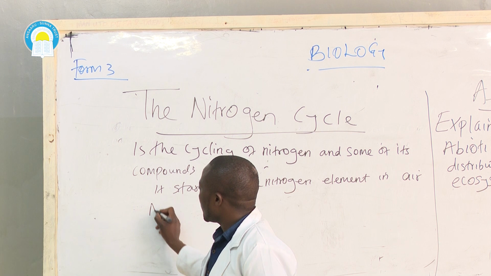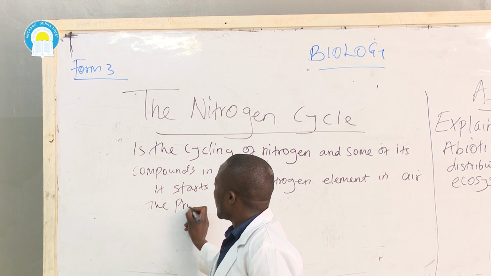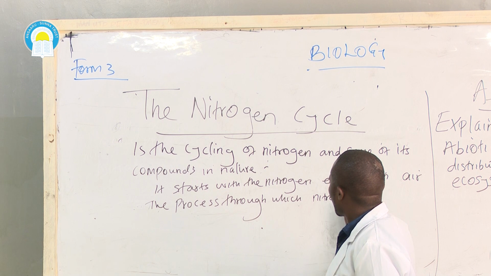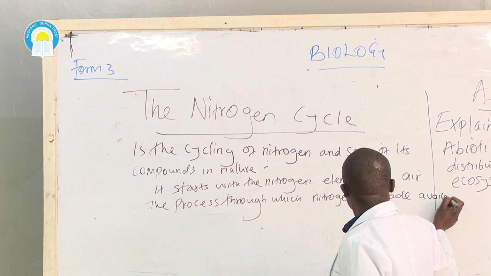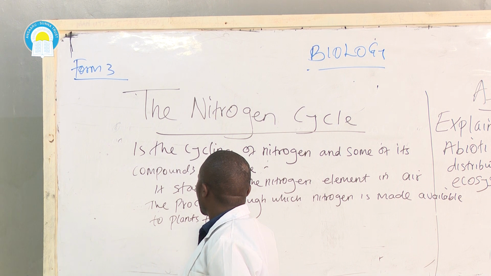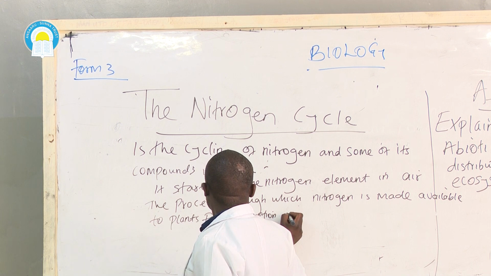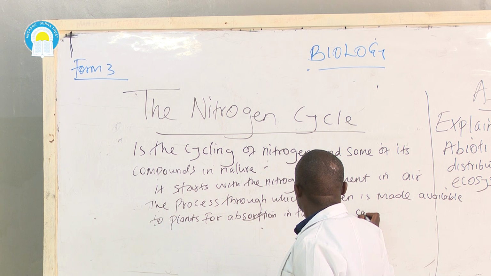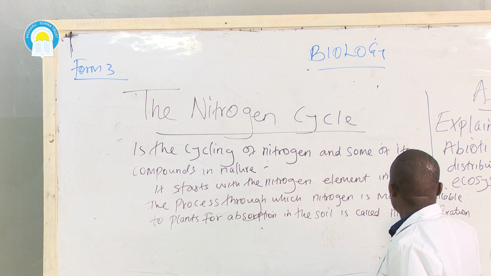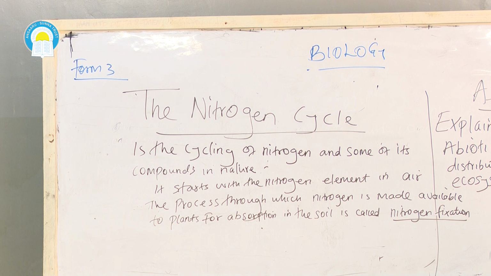The process through which nitrogen is made available to plants for absorption in the soil is known as nitrogen fixation. So there's a difference between the nitrogen cycle and nitrogen fixation. The process by which nitrogen is made available to plants for absorption in the soil is known as nitrogen fixation.